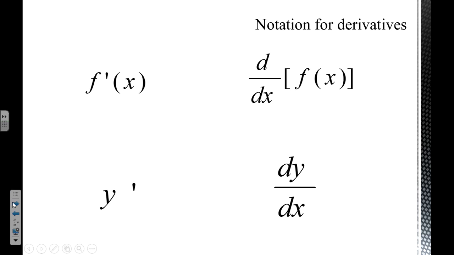Some notation. I already told you about f prime of x. If you have an equation that's like y equals something, you could see y prime be notation for your derivative. Another very popular one, dy dx. It's basically saying change in y over change in x. dy dx. You'll see me use that quite a bit throughout the year.